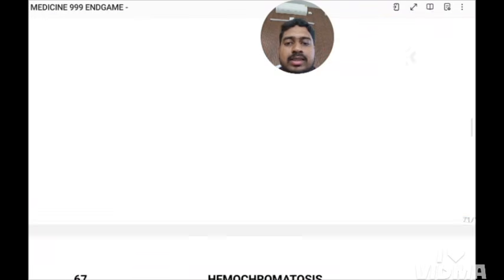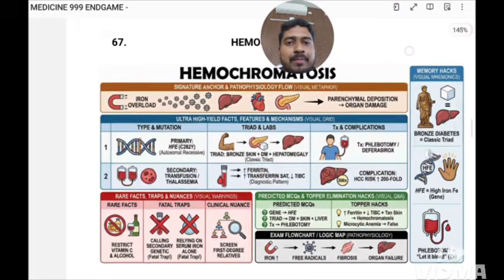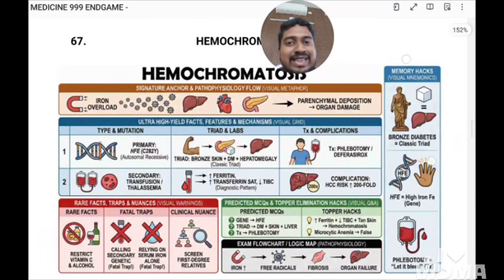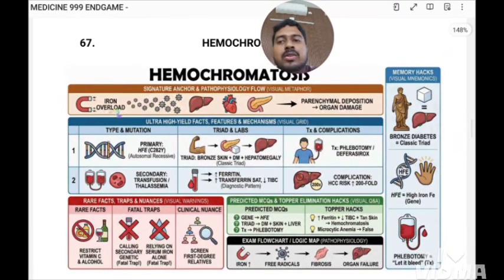Okay, yes. Next, hemochromatosis. Now why we are studying hemochromatosis in GIT is because it affects liver mainly. So there is iron overload basically in hemochromatosis, and this iron deposition in various organs will lead to different manifestations. So what is the main cause? What is the etiology? Main cause is it is autosomal recessive mutation in HFE gene.